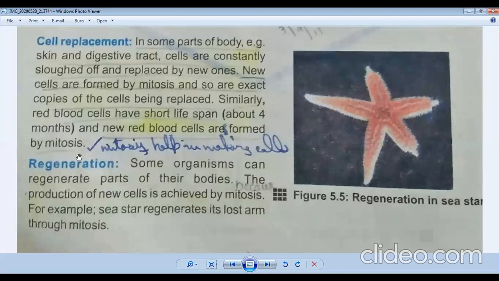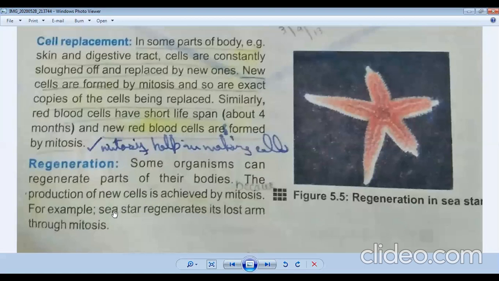Now, the next, third point, is regeneration. Some organisms can regenerate parts of their body. Regenerate means to build again, to construct parts of their body again. There are some living organisms in the world which have an ability to regenerate their body. The production of new cells is achieved by mitosis. So how does regeneration happen? It happens due to mitosis.